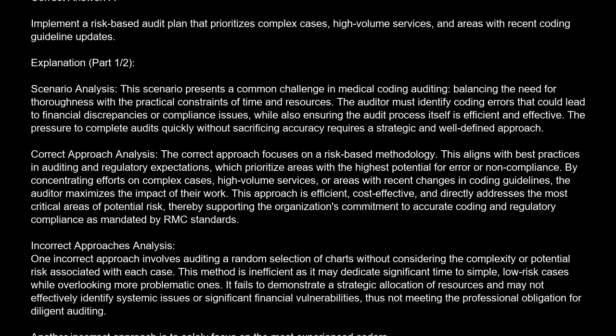Incorrect approaches analysis. One incorrect approach involves auditing a random selection of charts without considering the complexity or potential risk associated with each case. This method is inefficient as it may dedicate significant time to simple, low-risk cases while overlooking more problematic ones.